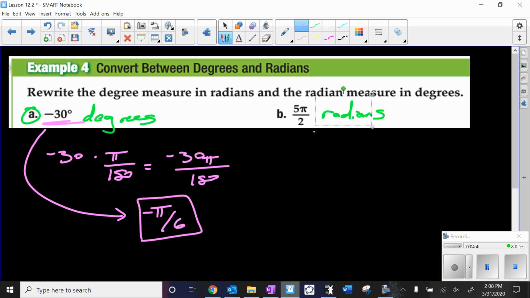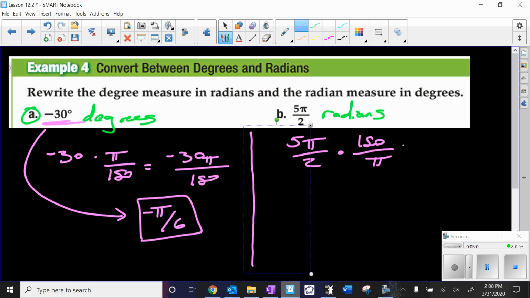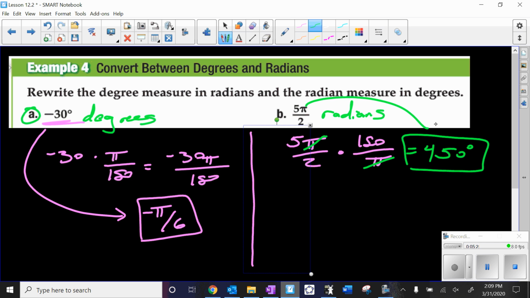For letter B, I want to go from radians to degrees. So now we're going to say I have 5 pi over 2. I want to get rid of pi, so this time I'm going to multiply by 180 over pi. The nice thing is that my pi's cancel. Now it's like I have 5 halves times 180. If I take 5 halves times 180, that's going to get me 450 degrees. We would say that 5 pi over 2 is the same thing as 450 degrees.